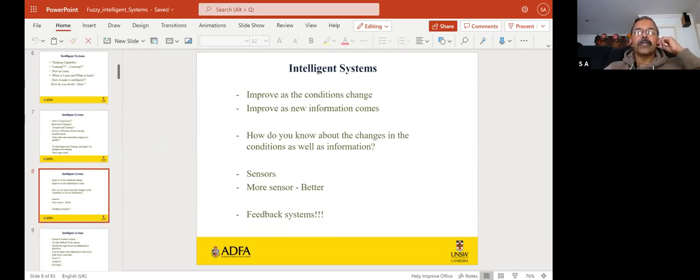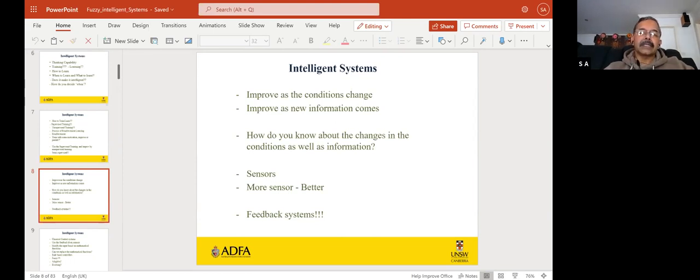And what do we do for this? Whenever we want to change the way that we think, we try to use our sensors, because these sensors are going to give us information about the changes in the conditions. Or if there is any new information coming, that information is coming through your sensors. If you don't have sensors, then realistically, we don't have any intelligent systems. So these sensors are very, very important for intelligent systems.